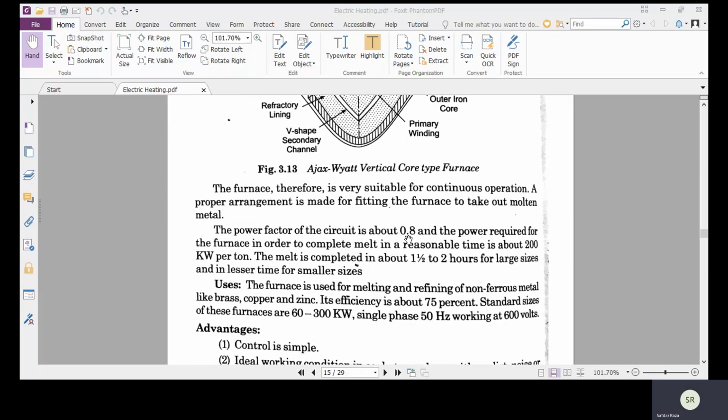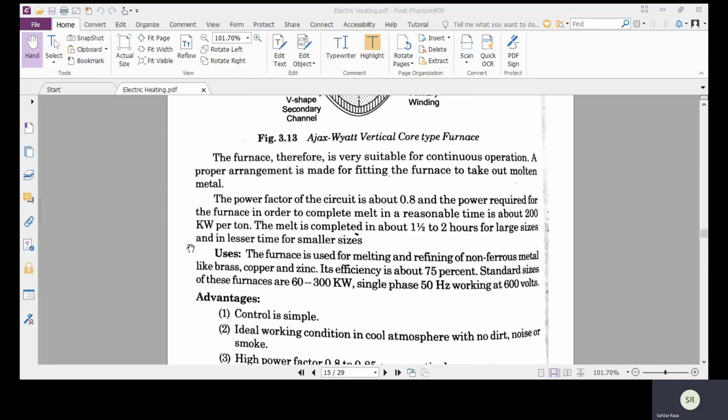Now, what are the uses? The furnace is used for melting and refining of non-ferrous metals like brass, copper, and zinc. Its efficiency is about 75%. Standard sizes of these furnaces are 60 to 300 kW, single phase 50 Hz working at 600 volts.